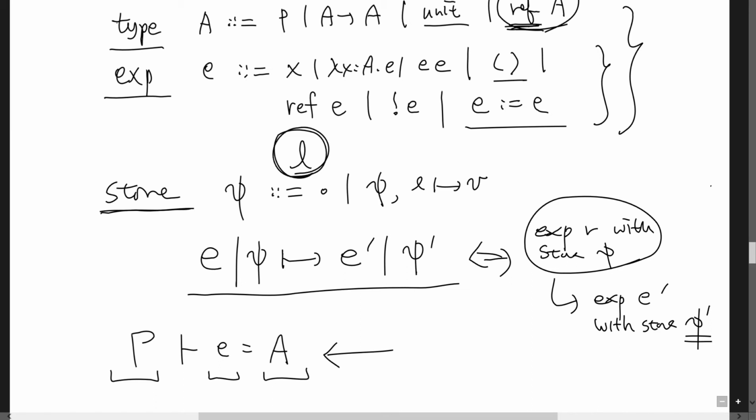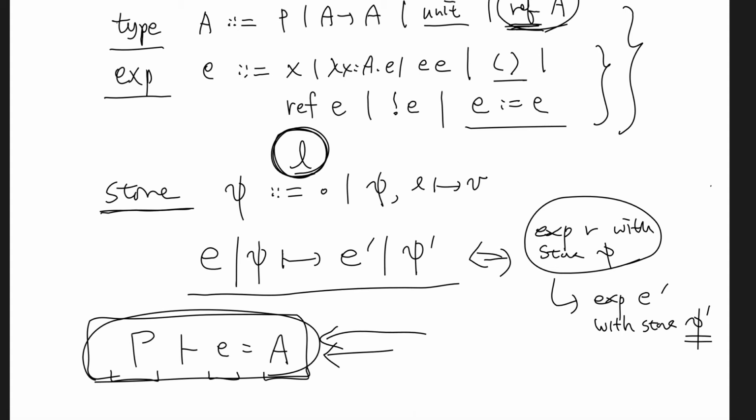location L. So apparently the current form of this typing judgment is not sufficient because there is no way to get the type of this location L. So we have to add something new here to extend the typing judgment. And the question is, what should we add to this typing judgment in order to be able to type check this location?